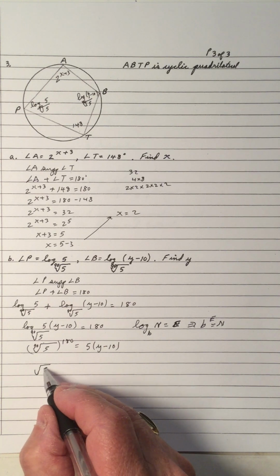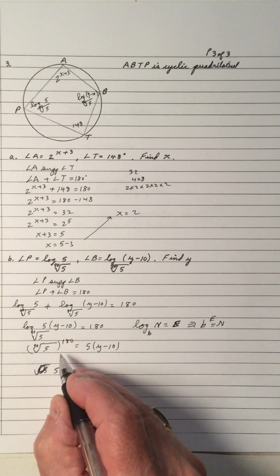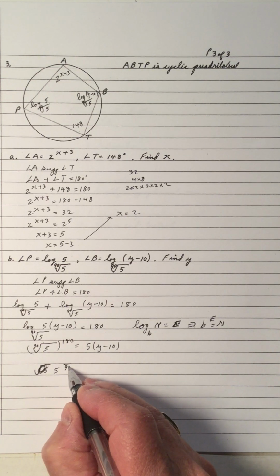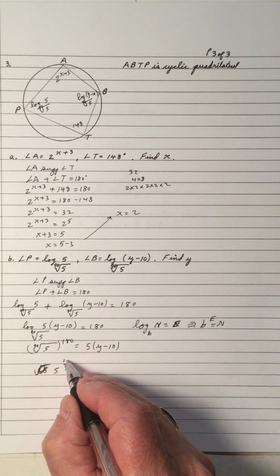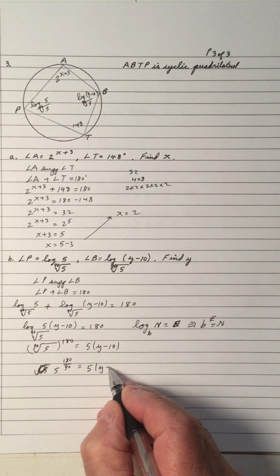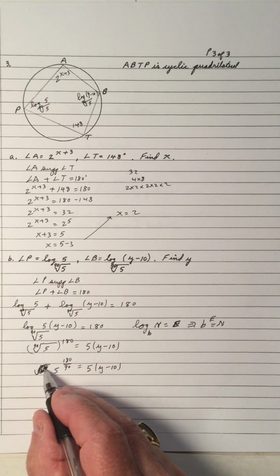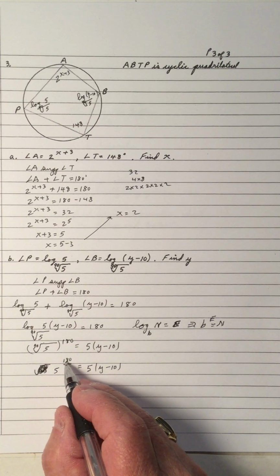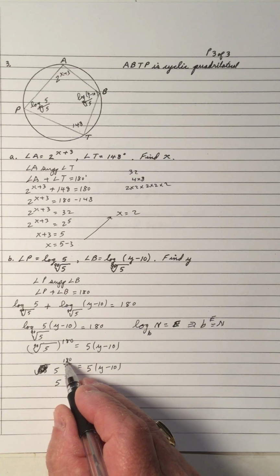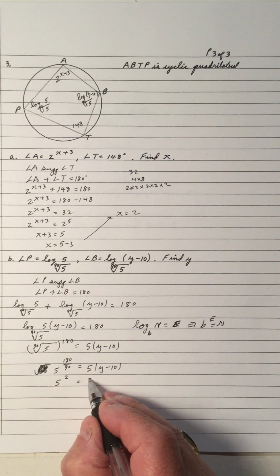Let me take the 5 away. Sorry about that. So the 90 goes to the denominator, and the power 180 goes to the numerator. Just to make sure I'm doing it right. And 180 over 90 is 5 squared. 180 divided by 90 is 2. So that's 5 squared.